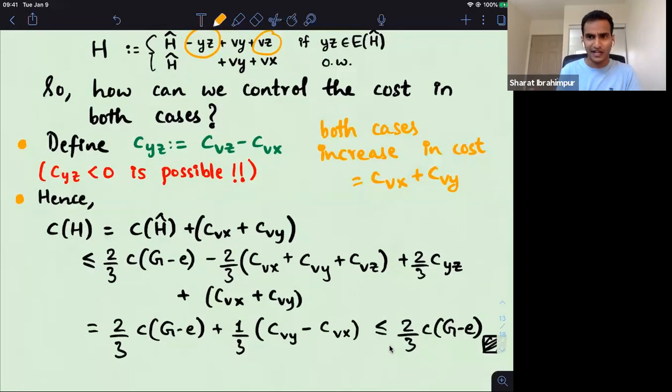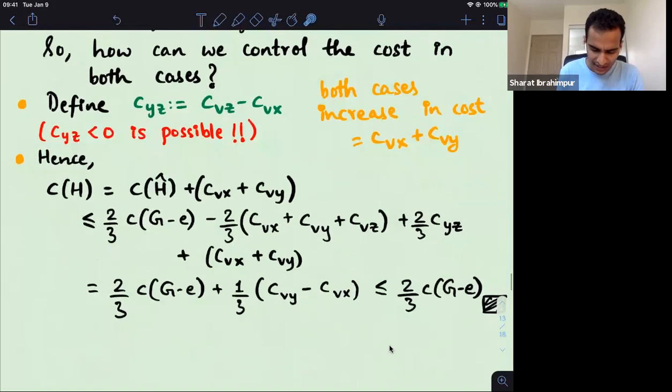So just like doing the final calculations, the cost of our lifted subgraph H is the cost of the recursive solution H hat plus the increase, which is always CVX plus CVY. If you just do the arithmetic and write down the entire thing, then you'll see that the cost is 2/3 the cost of G minus E. This is the budget we had. And then there is this additional term.